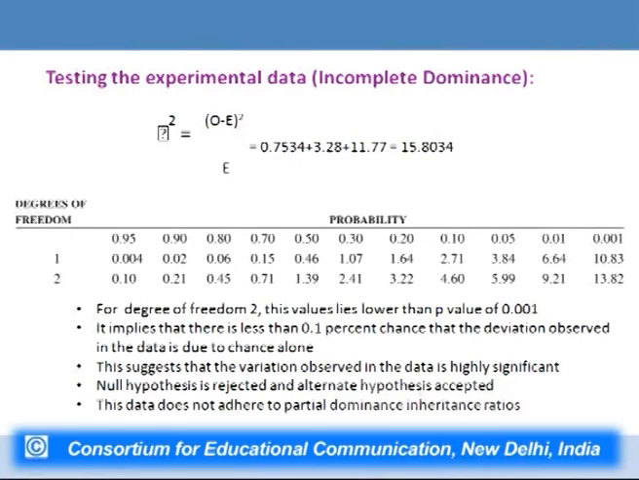Now, we look for this particular value in the p table against degree of freedom 2, because the number of phenotypes is 3 in this particular case. So, degree of freedom will be 3 minus 1, which is 2. And we see that the value lies lower than the p value of 0.001, which implies that there is less than 0.1% chance that the deviation observed in the data is due to chance alone, which suggests that some other factor is playing a role here. So, the null hypothesis is rejected and the alternate hypothesis is accepted, and the data does not adhere to the partial dominance inheritance ratio.